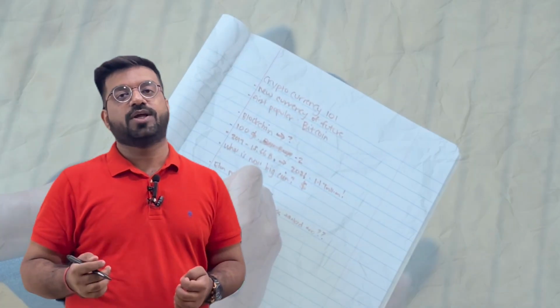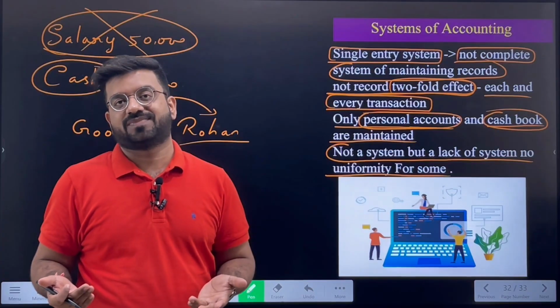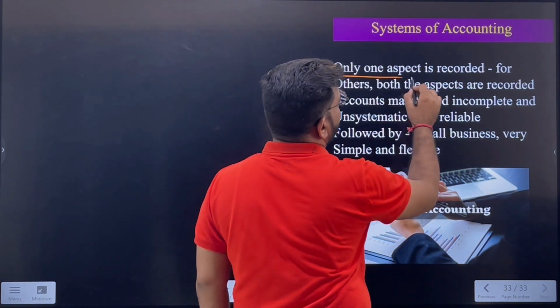Obviously, if you are recording only one aspect, you cannot be accurate. You cannot be fully sure that your accounting information is correct or wrong. So that's why single entry is said to be usable only by small organizations. It is not for big organizations, because big organizations have a huge amount of transactions and a huge amount of money involved that has to be taken care of. Is that okay?